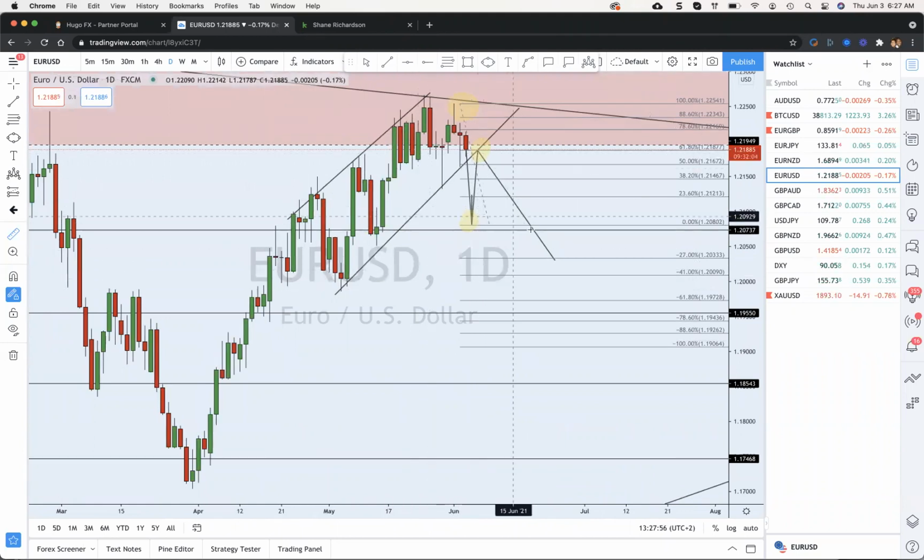Come here, break that zone, come back and retest, and there's another zone. Break that zone, retest, there's your other zone. Break that zone, retest, another zone. You see what I'm saying? Those are your short, your intermediate trades.